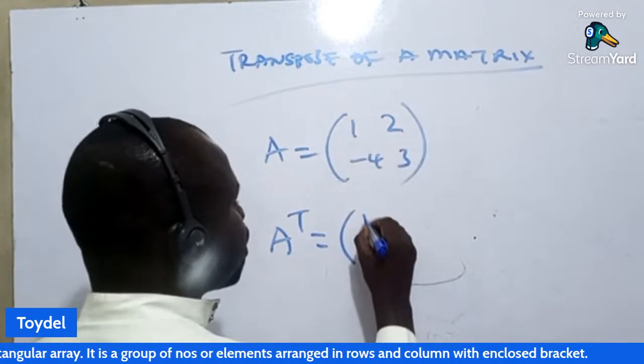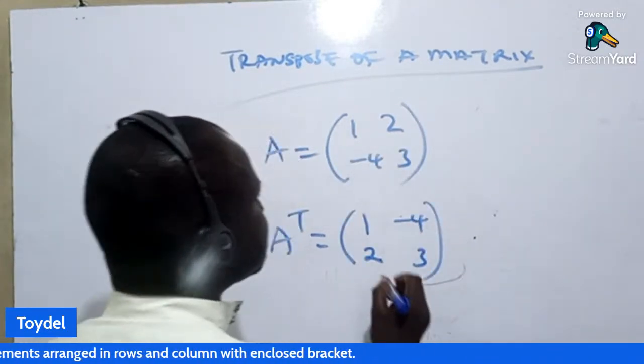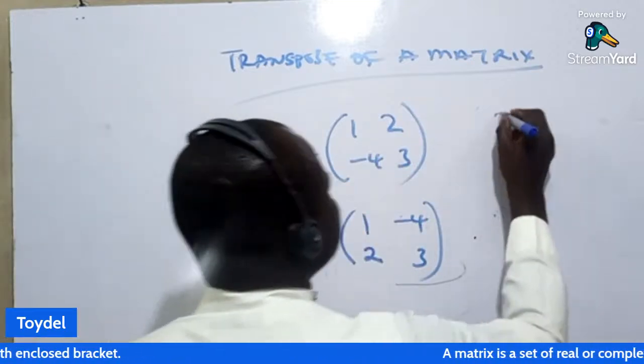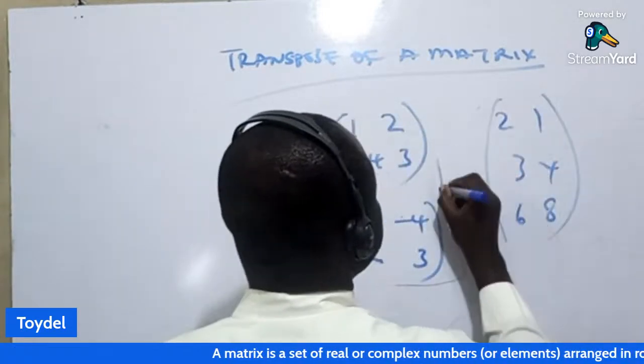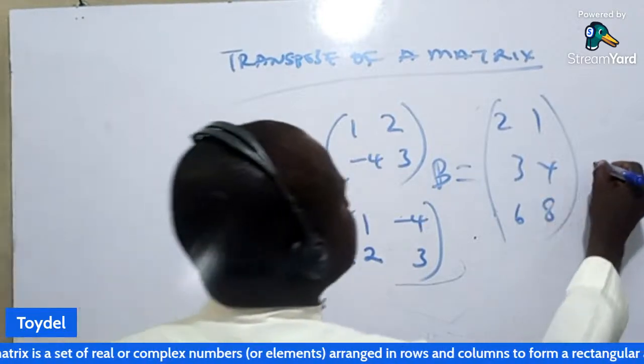That is, the first row now becomes the first column. The second row will become the second column. So this is the meaning of transpose of a matrix. If you have a matrix 2, 1, 3, 4, 6, 8, and this is matrix B, this is a 3 by 2 matrix.